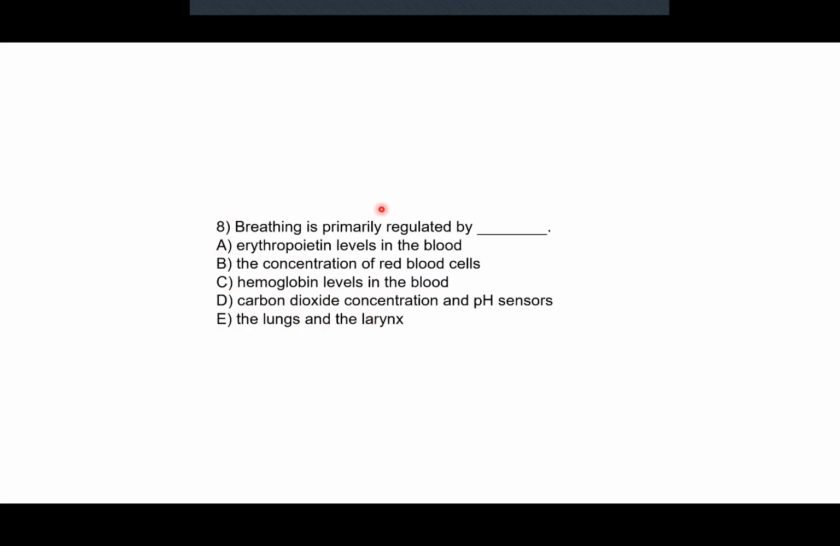8, breathing is primarily regulated by carbon dioxide concentration and pH sensors. So remember, the medullary respiratory center isn't sensing oxygen levels, it's sensing a change in the pH, which is caused by a change in the carbon dioxide concentration. And in response, it causes you to breathe and exhale out this carbon dioxide.